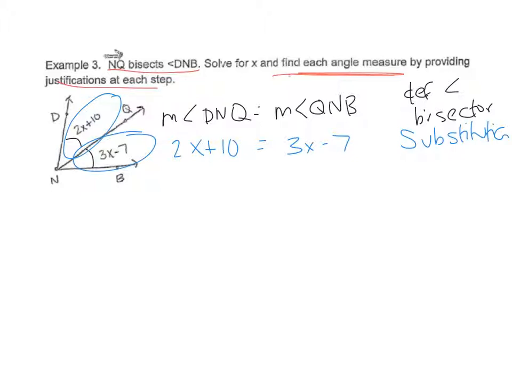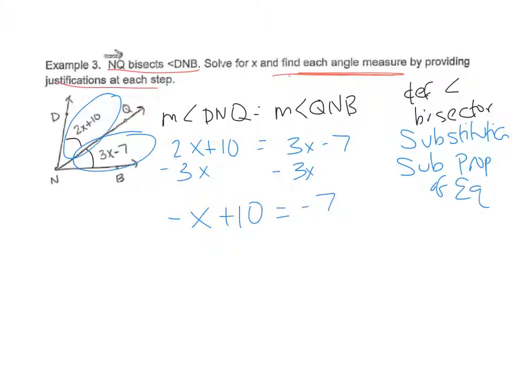In the next lines we do algebra, so we get their x's on the same side. That was a subtraction or addition property of equality. So I'm going to have negative x plus 10 equals negative 7. Then I'm going to subtract 10 from both sides. So I do the subtraction property of equality again.